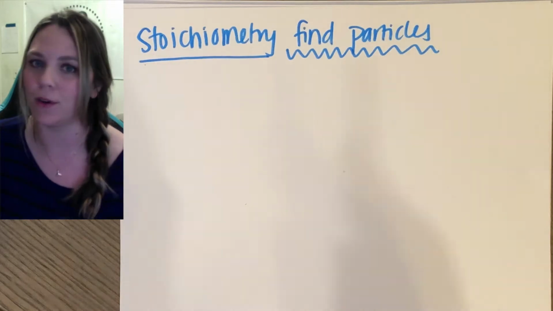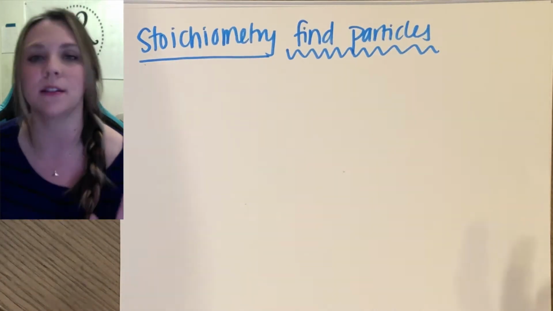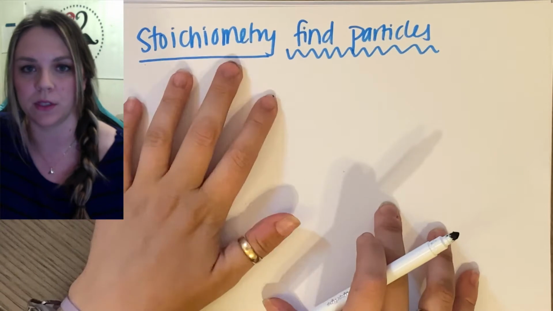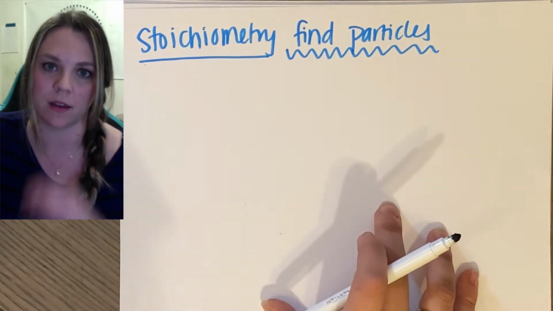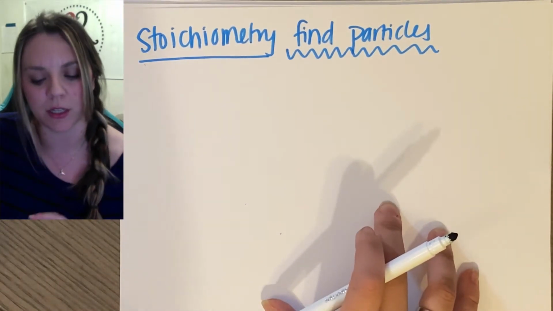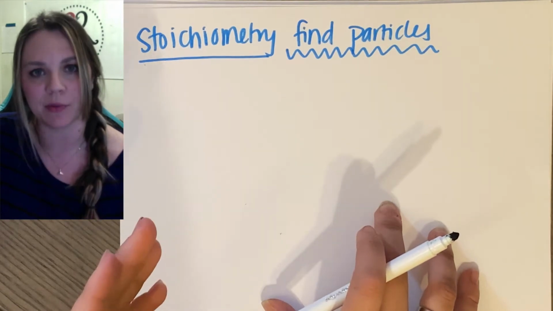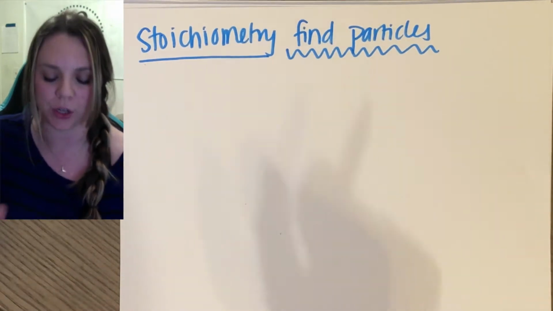In this video, we are going to look at least one example of using stoichiometry to find particles, because you do have to use Avogadro's number, and I just want to put out an example to make sure you have one in your notes.